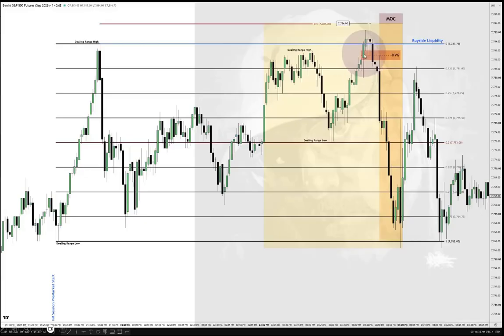Here's that fair value gap. And it smashes down through. And look what it does. It closes below it. So what does that mean when it does that? According to ICT's order flow rules, that's visually represented in a candlestick.